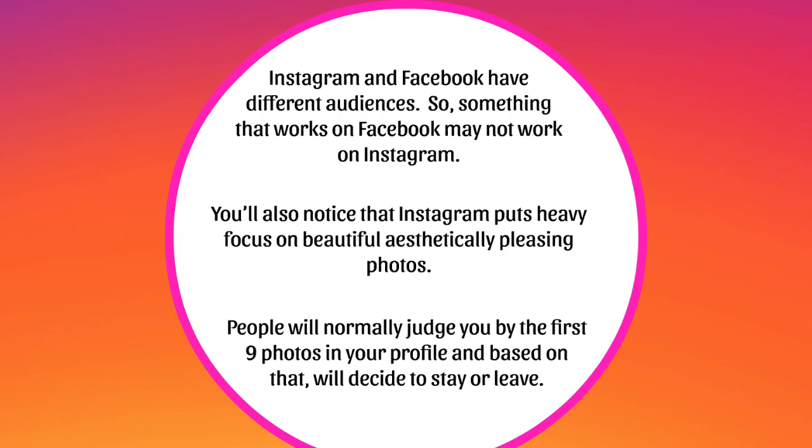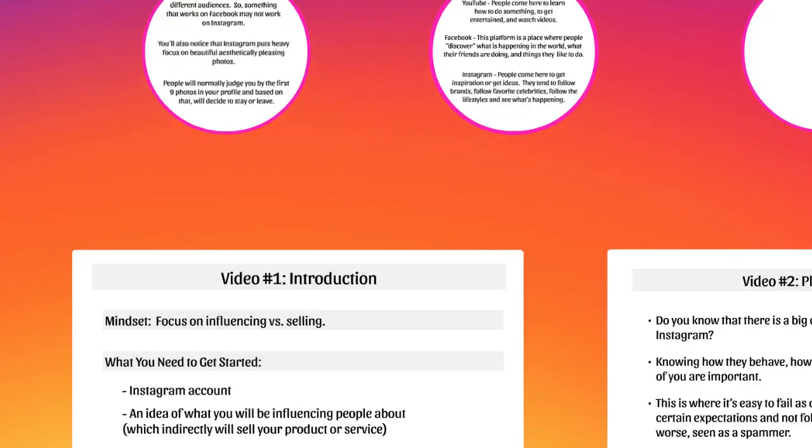On your Instagram profile, when people go to the Instagram profile, they're going to see about a few images. And people will normally judge you based on the first 9 photos in your profile. And based on that, they will decide to stay or they will decide to leave. So you've got to make sure that you choose your best 9 photos up front. So when somebody comes to your Instagram profile, they see the best of the best, right?